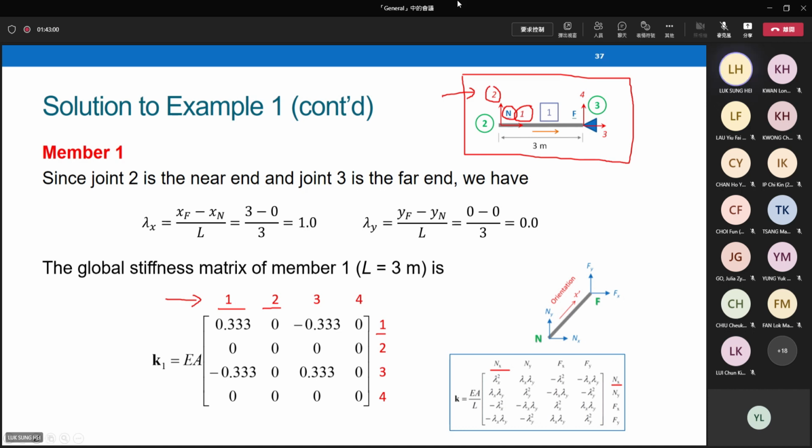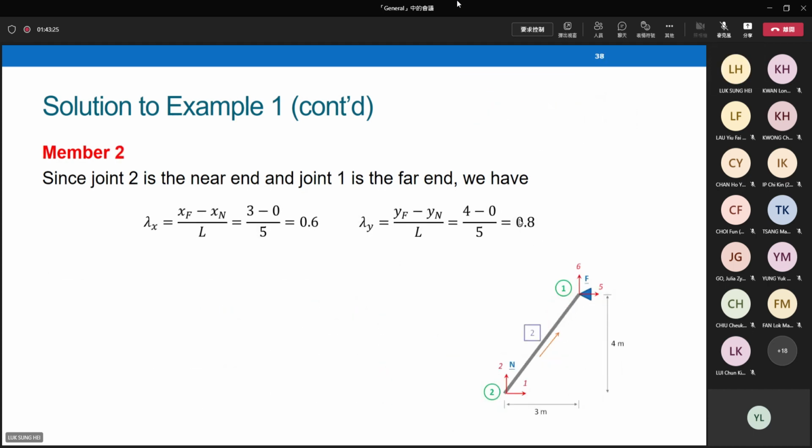These indexes are all very important because they guide you how to combine the matrices together. They guide you how to form the structure stiffness matrix, the big K matrix. Anyway, this is how you can get element 1. Element 1 is easy because it's horizontal.